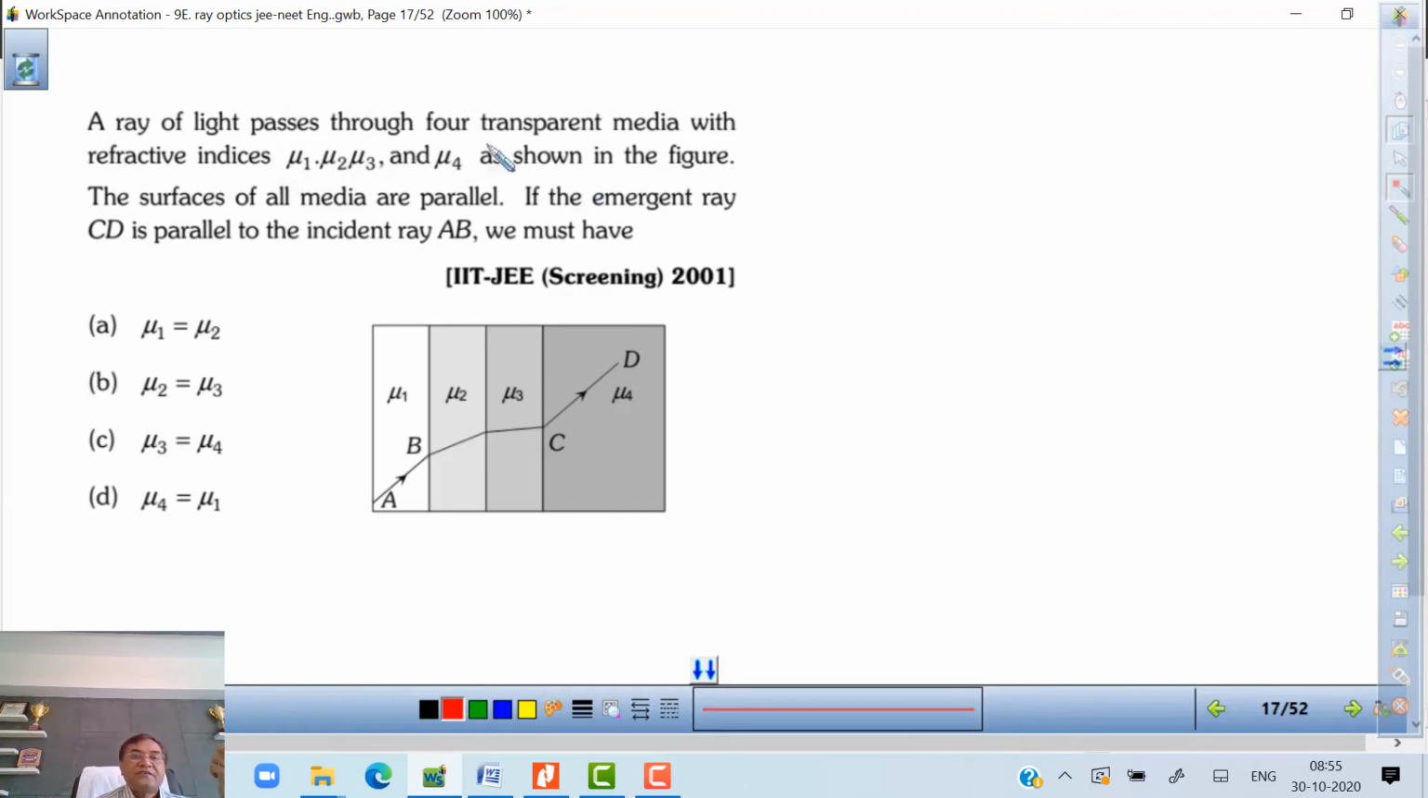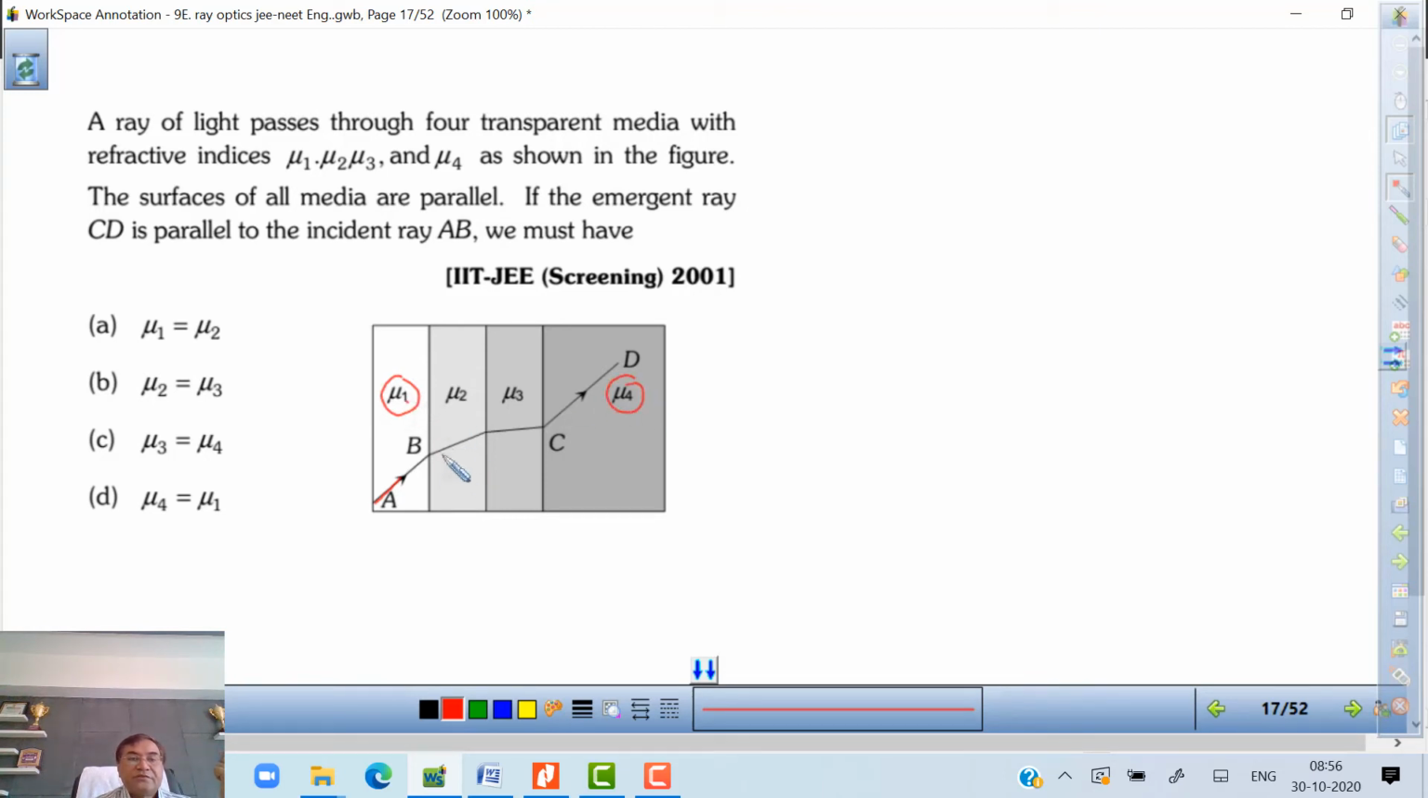A ray of light passes through 4 transparent media with different refractive indices, as shown in the figure. The surfaces of all media are parallel. If the emergent ray CD is parallel to the incident ray AB, so this CD and AB both are parallel. mu1 is equal to mu4.